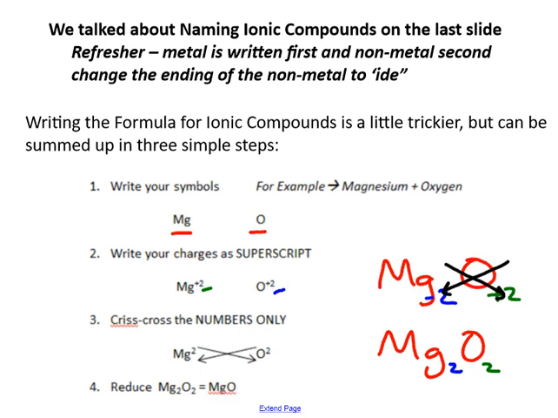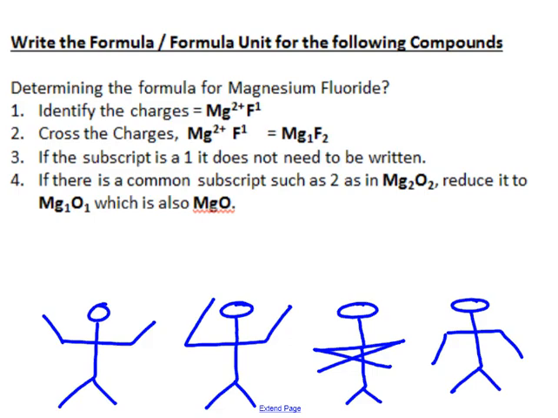But here's a great place where we can reduce. 2 and 2 are both even numbers, and so we can reduce that to a 1-to-1 ratio. In other words, MgO. So this last step, the reduce, is an optional step, and it won't happen every time. All right, symbols, charges, the crisscross, reduce. Here's my little stick man dancing figure.